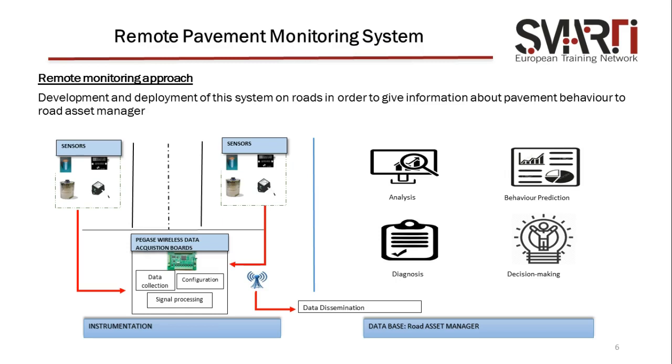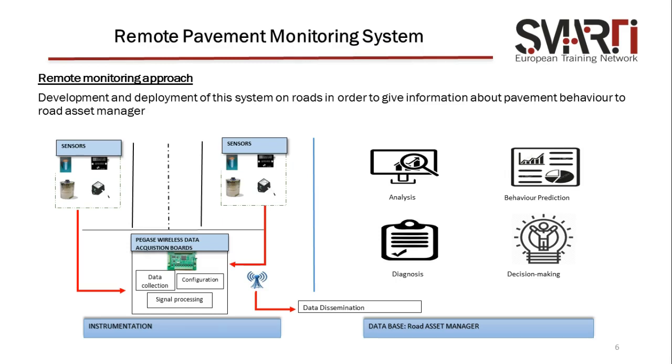Here is the whole approach. We want different sensors embedded in the roadside, attached to a wireless board, which will do the configuration and data collection. Once we have this instrumentation, the data can be sent to the road asset manager wirelessly, without having to stay on site. Then the data is available to the road asset manager for analysis and behavior testing. This is the whole approach that we are going for.